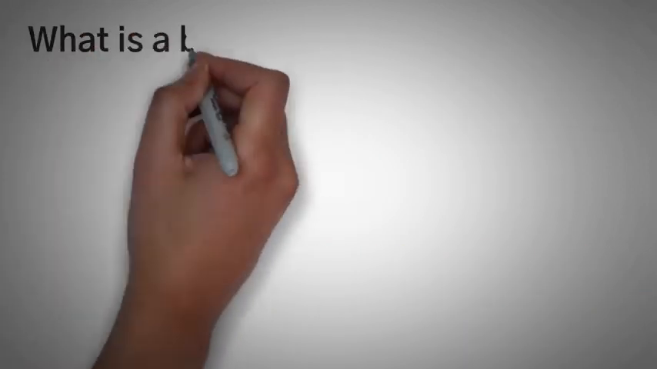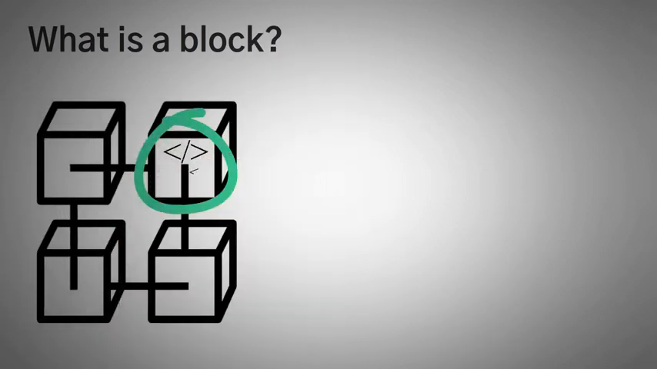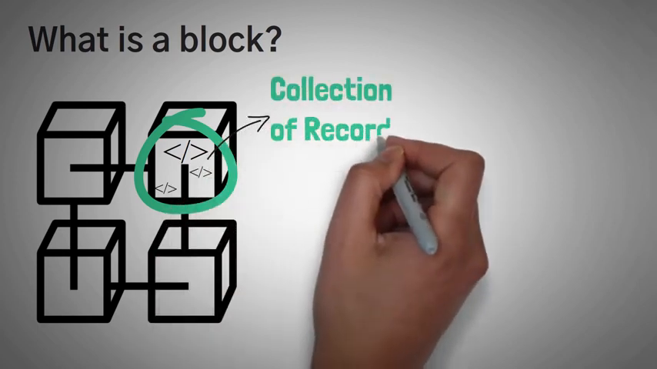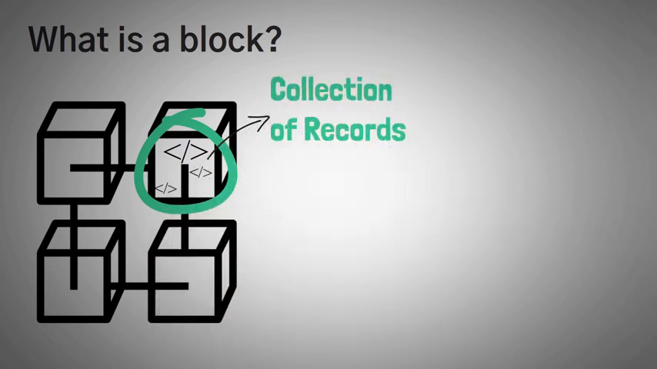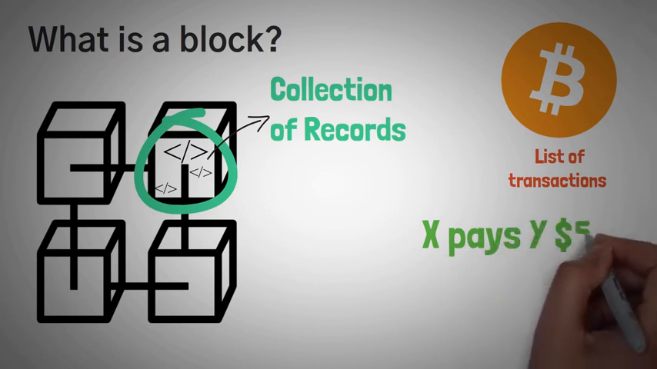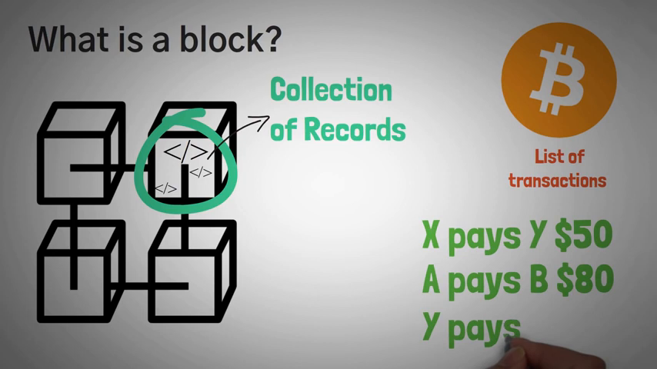What is a block? In terms of cryptocurrency, a block is just a bunch of data. In fact, the data could be almost anything, but usually it's just a collection of records. For the numero uno crypto, Bitcoin, this data is literally just a list of transactions. For example, it might look like this. X pays Y $50, A pays B $80, and Y pays H $15.